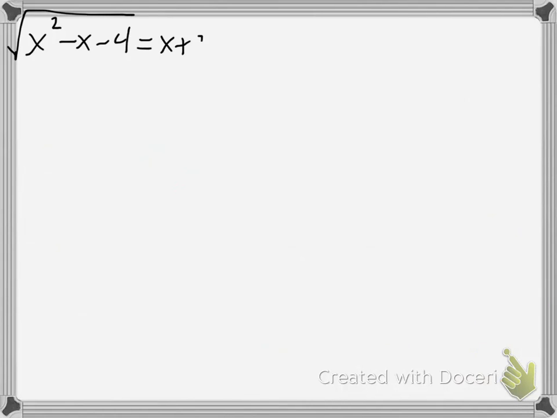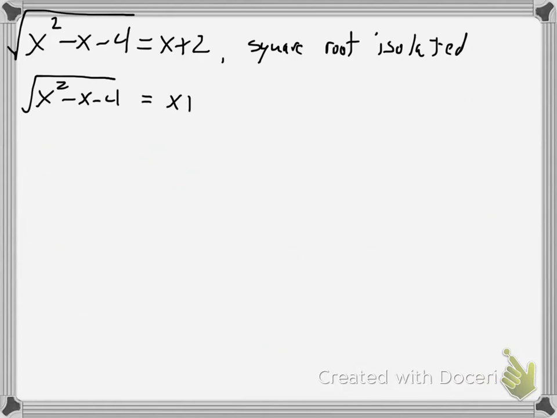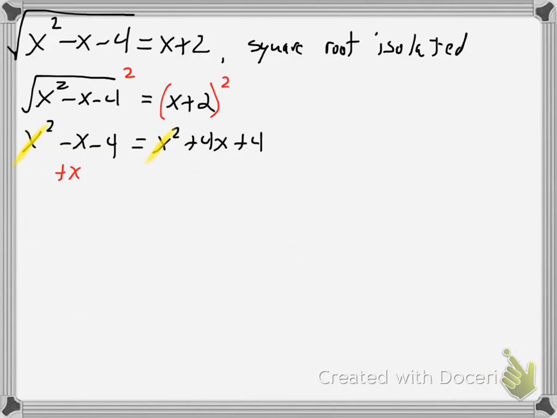So we have the square root of x squared minus x minus 4 equals x plus 2. And the square root is isolated, so we're going to square both sides. The square and the square root cancel each other out, leaving x squared minus x minus 4. And on the right-hand side, we're going to FOIL that out, and that's going to be x squared plus 4x plus 4. The x squareds are going to cancel. If I subtract x squared from both sides, they're gone.